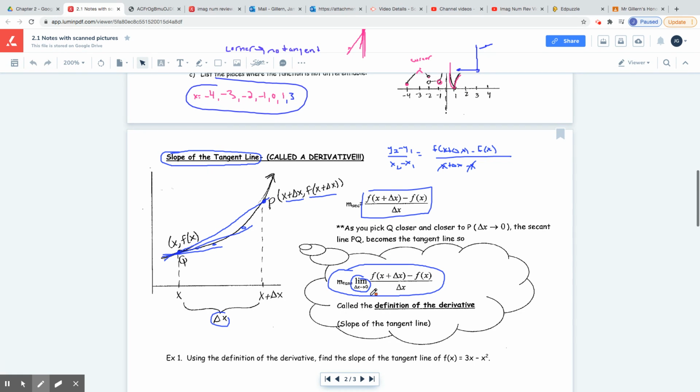What you need to memorize is the definition of a derivative. The definition of a derivative is the slope of the tangent line, which is the limit as delta x approaches 0 of f of x plus delta x minus f of x, all over delta x.